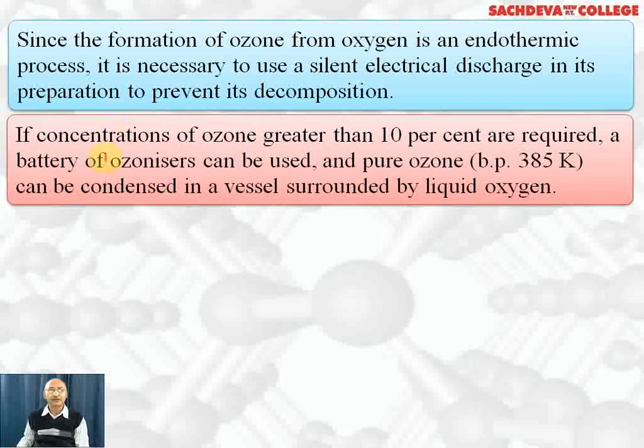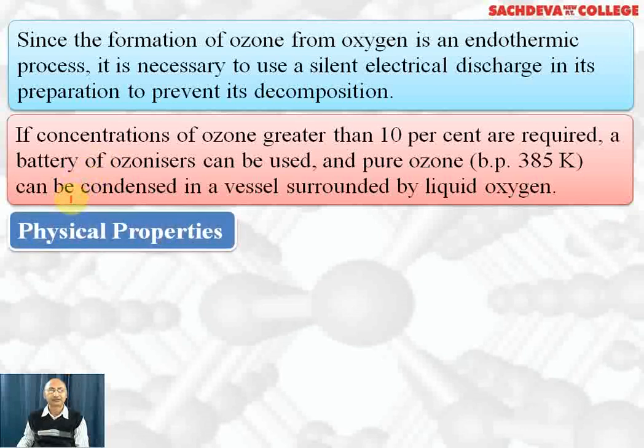If concentrations of ozone greater than 10% are required, a battery of ozonizers can be used and pure ozone with boiling point 385 Kelvin can be condensed in a vessel surrounded by liquid oxygen.